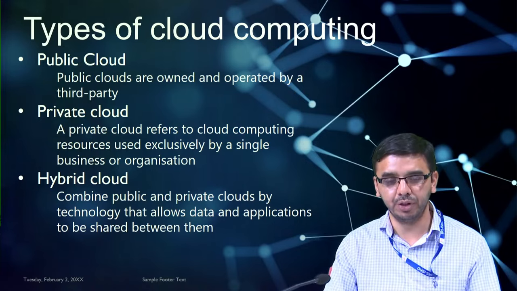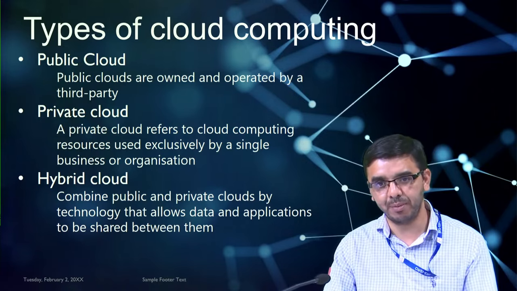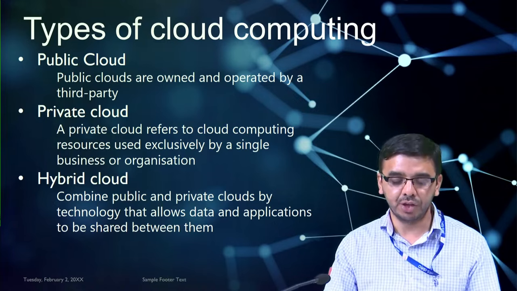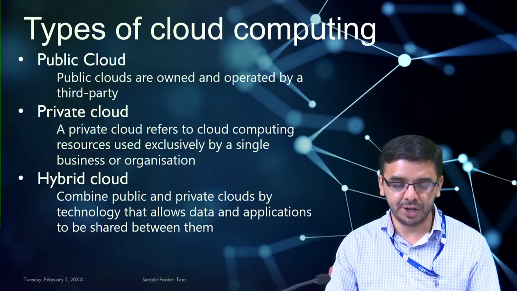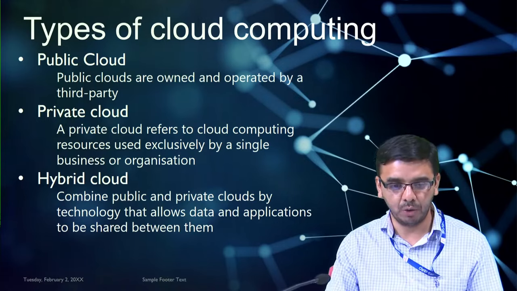Some part of our services, which are unrestricted or that we are offering to the public, can be put on the public cloud part, and services which are more restrictive in nature can be put on the private cloud, and we can move the data between these two clouds. So that kind of deployment is called hybrid cloud.